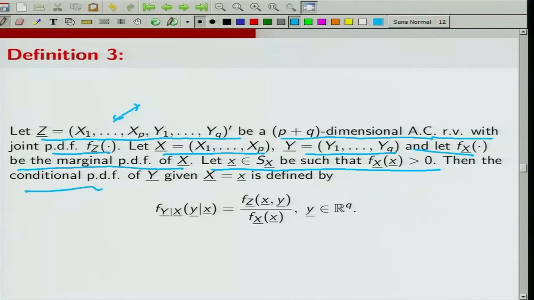Then the conditional PDF of y given x equal to small x is defined by f y given x as the joint PDF of x and y given the marginal of whatever was fixed, f x x, for y belonging to R q. Now, this ratio is well defined because I had fixed my small x in such a way that f x x is positive. So, conditional PDF is nothing but the joint PDF divided by the marginal PDF of the conditioned variable.